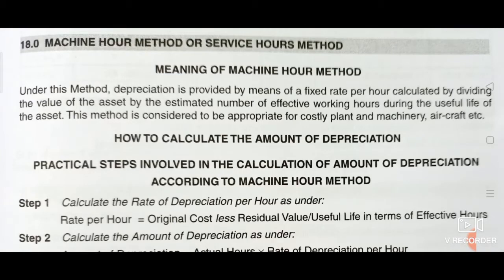Hello students, today we will learn the next method of depreciation, that is the machine hour method, which is also called the service hour method. Under this method, depreciation is provided by means of a fixed rate per hour. Where it is practicable to keep a record of actual running hours of every machine, depreciation can be calculated on the basis of the hours the machine worked.